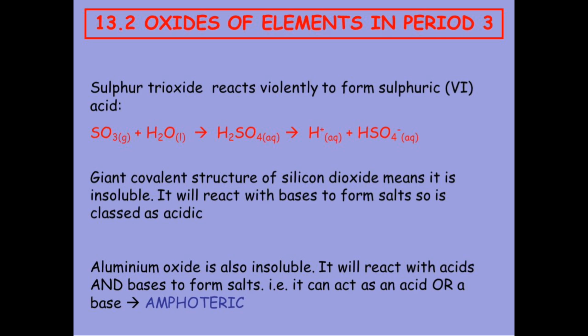The interesting part, however, is that of aluminium oxide, which is insoluble, and it will react with acid and base to form salt. That means that aluminium oxide is amphoteric. It can react with both. It is insoluble in water, and it will react with both acid and base to form salts.